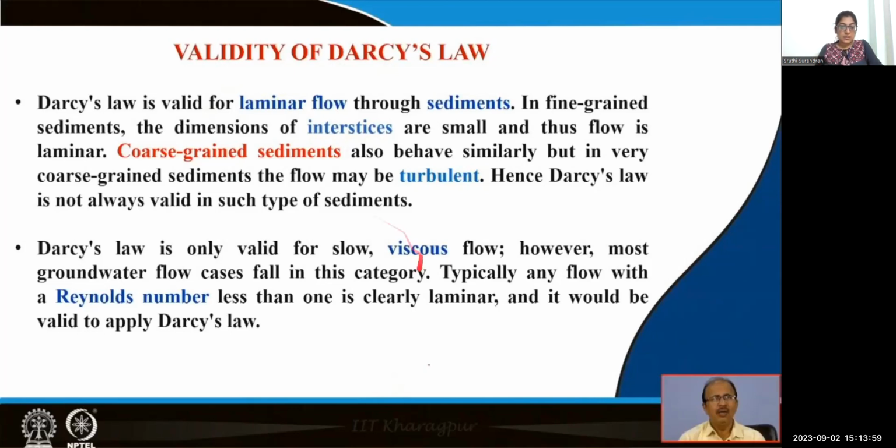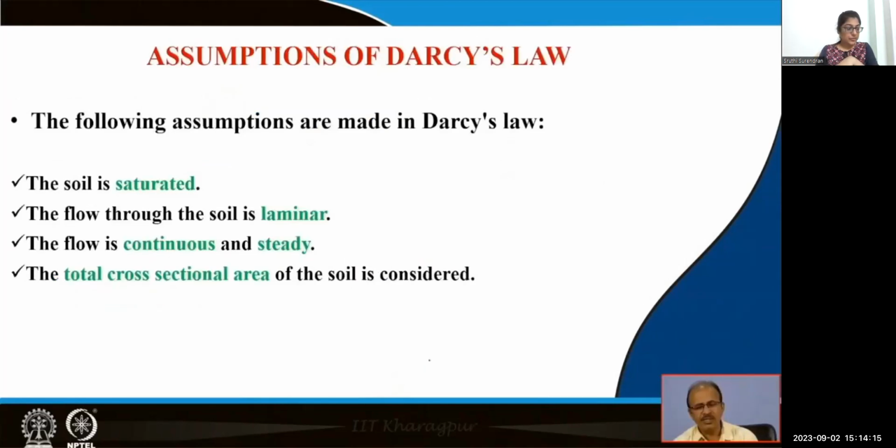And as you can see here, it is also mentioned that Darcy's law is only valid for slow viscous flow. And most of the groundwater falls under this category where the Reynolds number is very small for laminar flow. So these are the assumptions of Darcy's law.